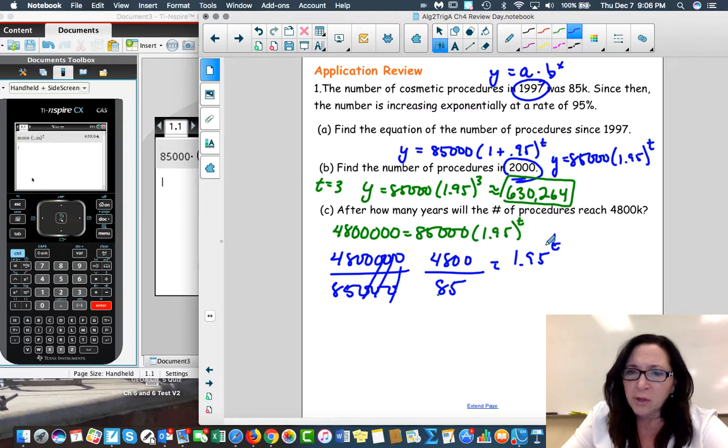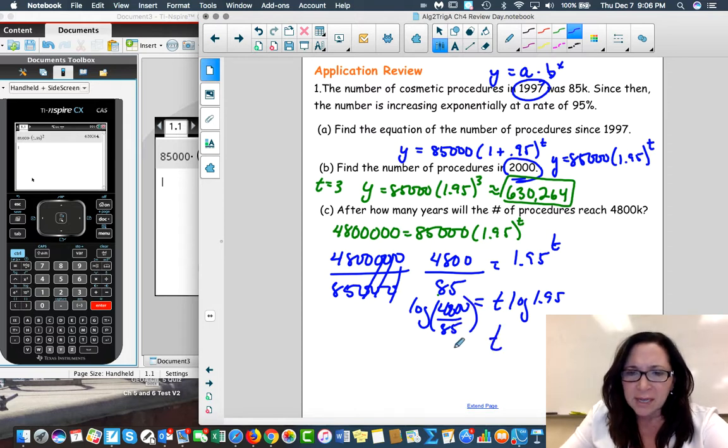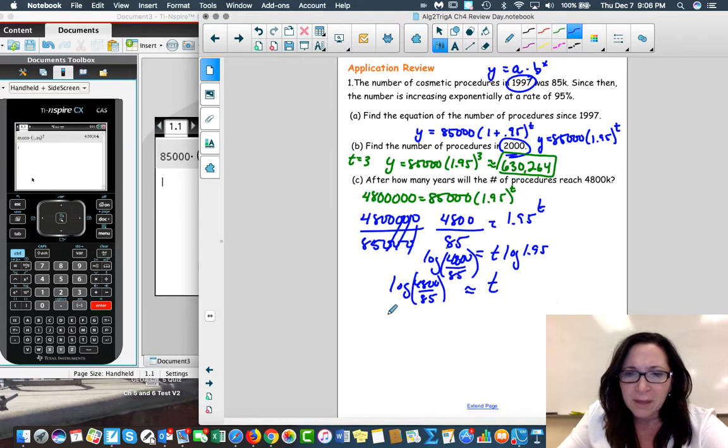Notice that you have a variable as your exponent. You need to pull that out. We're going to log both sides. So we're going to go t log 1.95 is equal to log of whatever 4,800 divided by 85 is. And so t is going to approximately equal log of 4800 divided by 85, parenthesis, divided by log of 1.95.